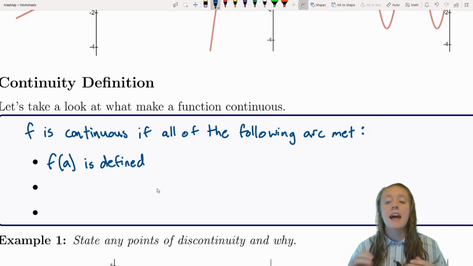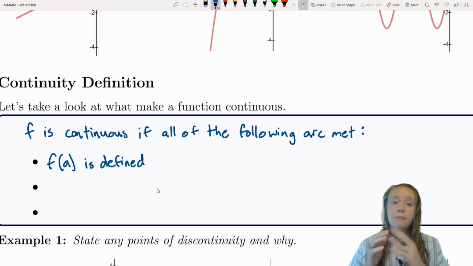Our first is that f of a is defined. So if we have some x value that's represented by that variable a, then we do indeed have f of a somewhere. So that's one thing we can check for.